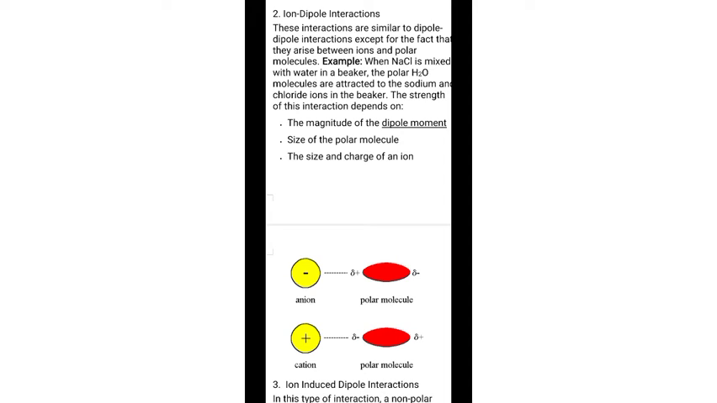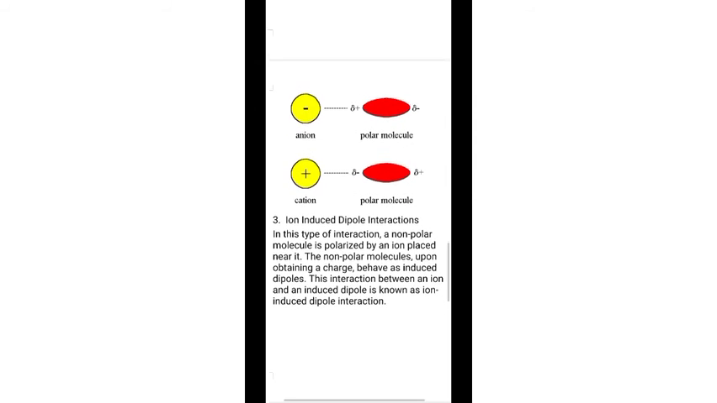And the strength of this interaction depends upon three factors: the magnitude of the dipole moment, the size of the polar molecule, and the size and charge of the ion. These are the important factors of ion-dipole interaction.